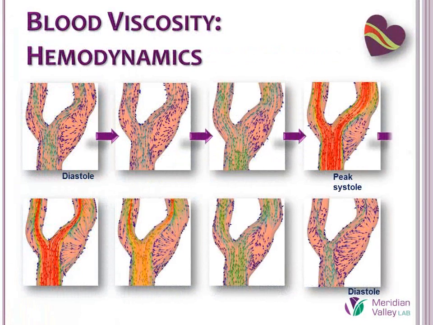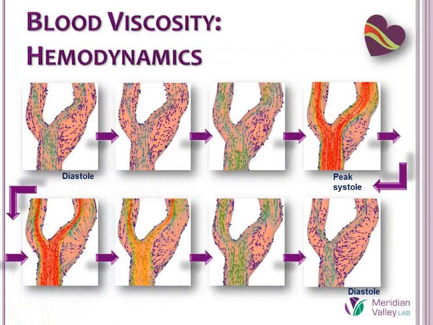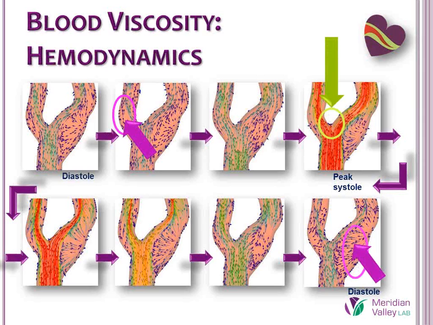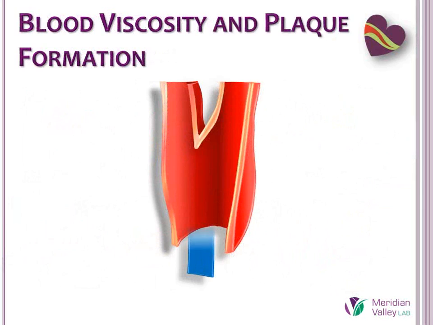Now here's another view of the cardiac cycle showing the blood flow patterns and differences in velocity at systole and diastole in the carotid artery. At systole, you have the greatest force at the point of bifurcation. At diastole, you have the greatest turbulent flow directed against the lateral walls of the artery. How does this contribute to plaque formation? Blood flows through the artery with the greatest velocity and force in the center of the vessel.